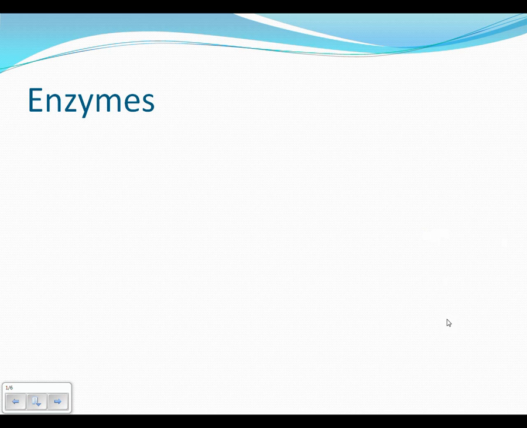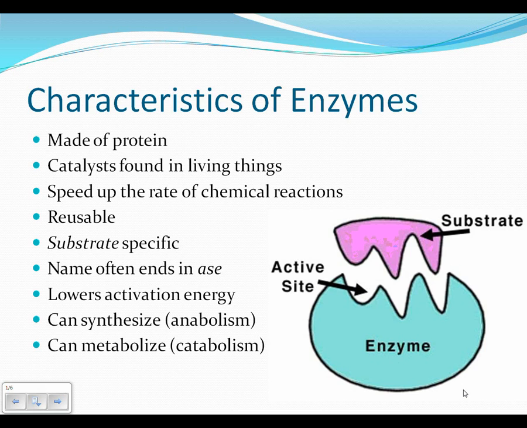Now we're going to go through enzymes. Some characteristics that you want to remember about all enzymes is that they are made of protein and they're catalysts, but they're special catalysts because they're found solely in living things. So always remember that enzymes are catalysts, but they are found in living things. They speed up the rate of chemical reactions, which lowers the activation energy.